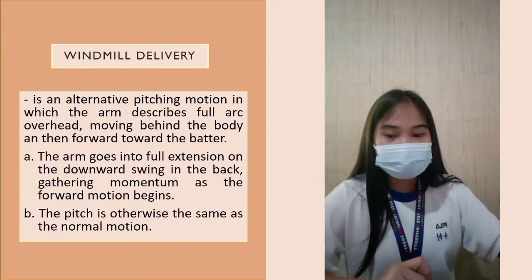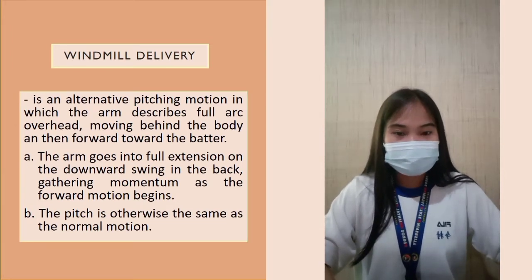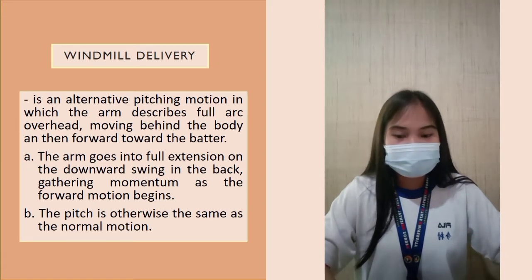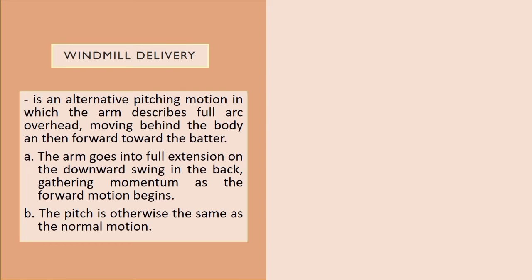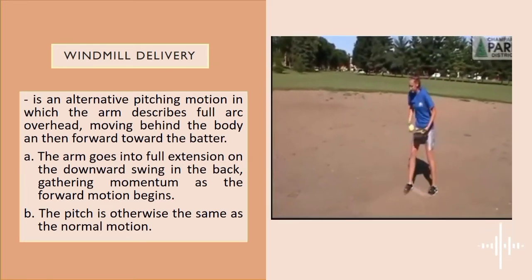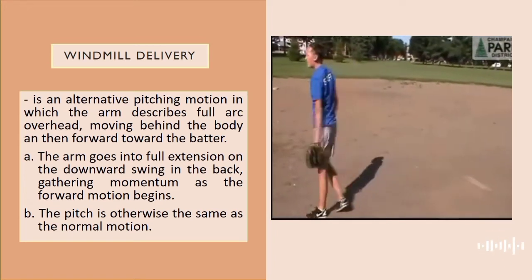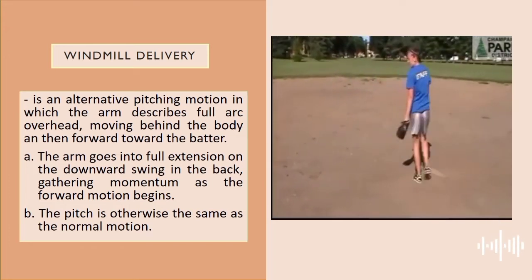We have also the windmill delivery. It is an alternative pitching motion in which the arm describes a full arc overhead, moving behind the body and then forward toward the batter. So how to do it? The arm goes into full extension and the downward swing in back, gathering momentum as the forward motion begins. The pitch is otherwise the same as the normal motion.